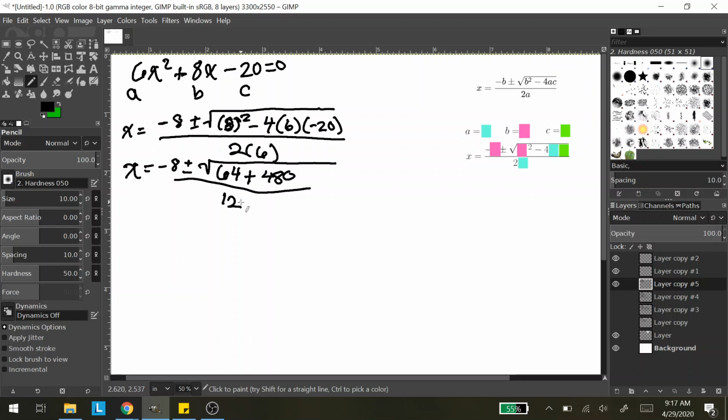So 480 plus 64, all over 12. And now we need to break this down again. Again, we're going to use menu 2, 3 to break that down.